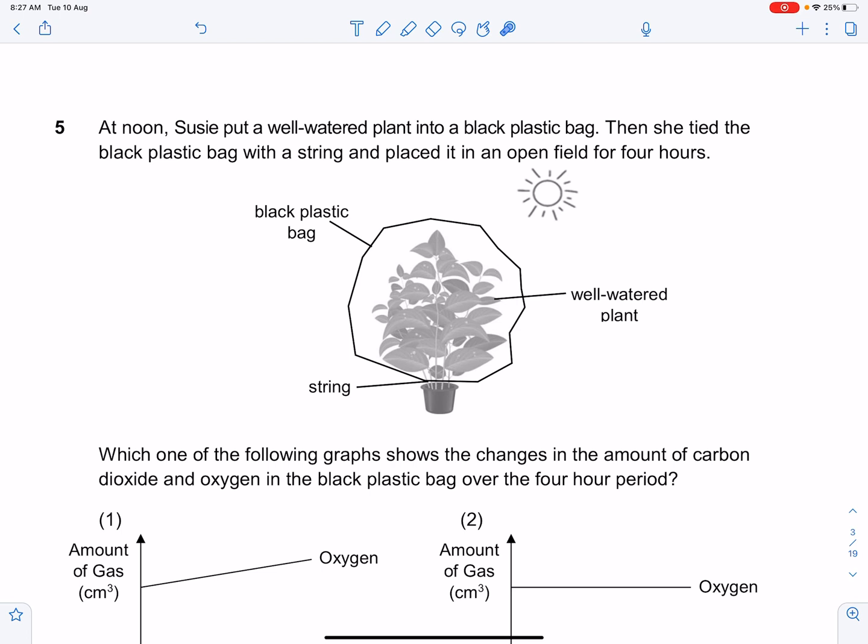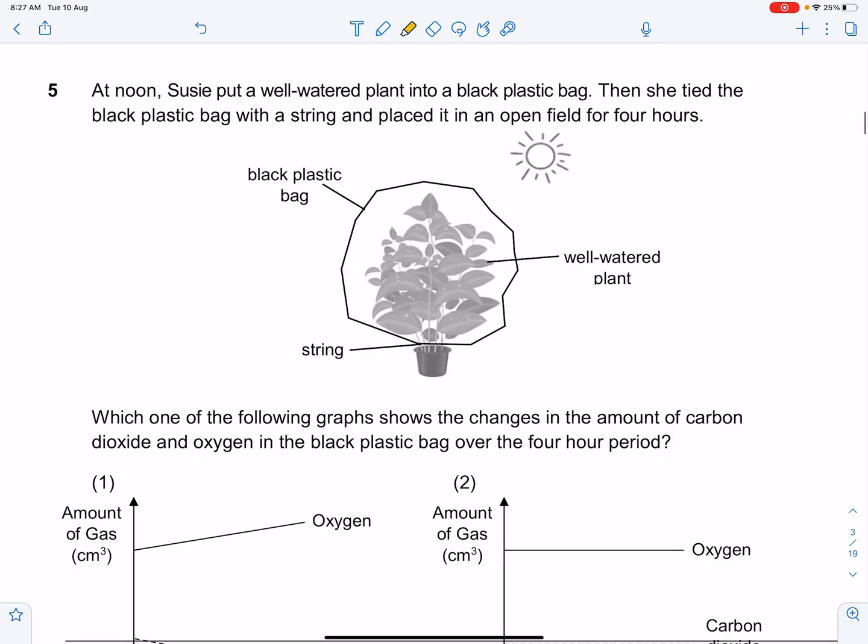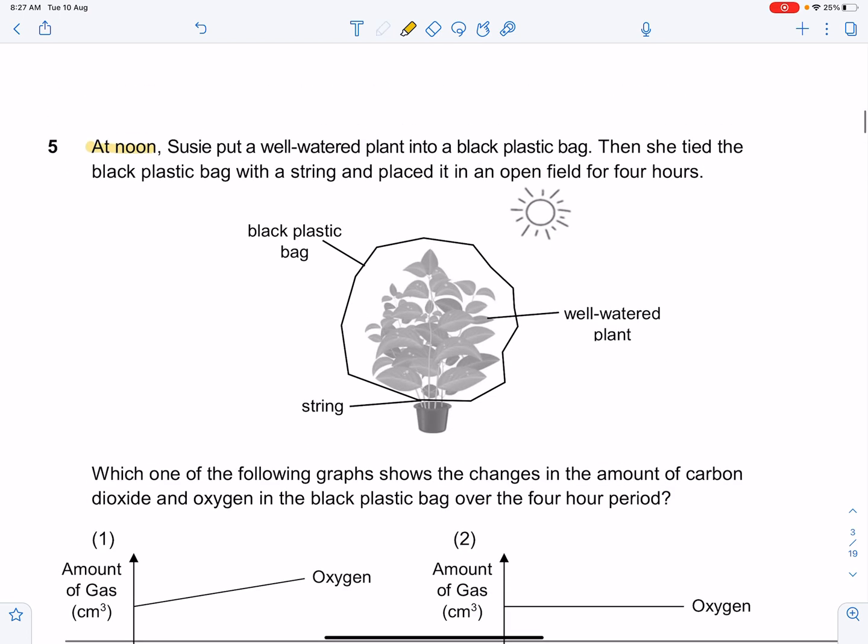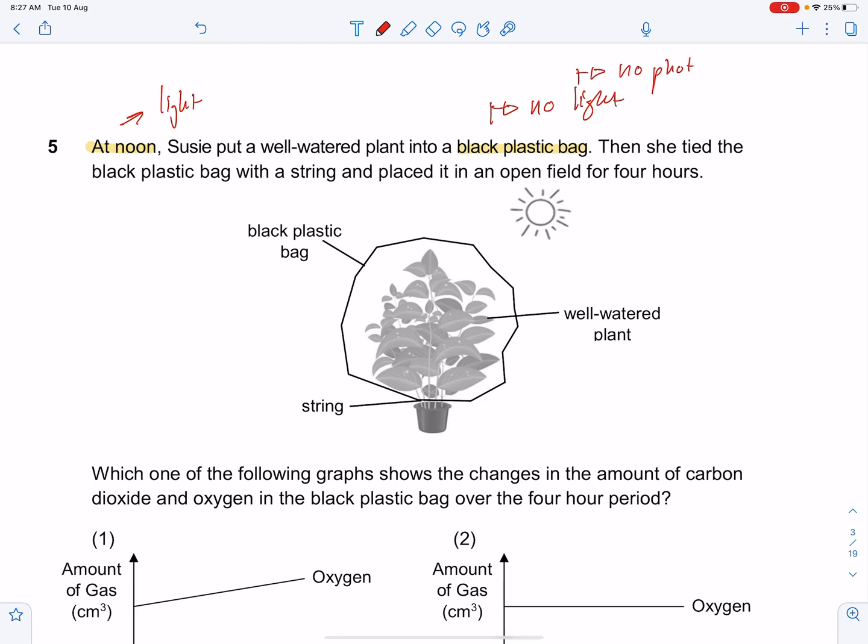What will confirm my guess would be things like at noon. So noon, I would think that, okay, this has bright sunlight. Light is available, and light is important for photosynthesis. However, they then say that it's put in a black plastic bag. So now the plant is not able to have any light and probably would not be able to undergo photosynthesis, right?